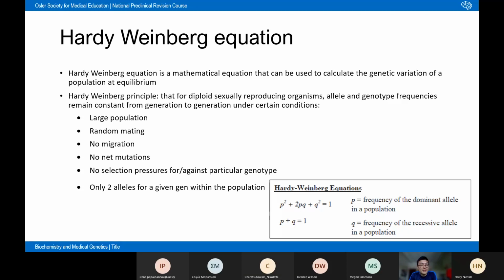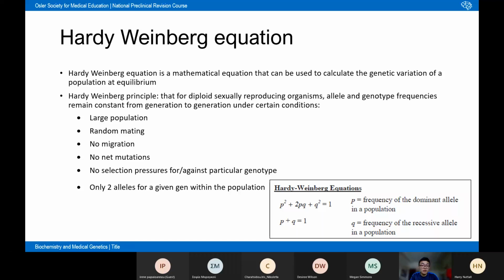So I guess you could say these are the assumptions, or the premise of the Hardy-Weinberg equation. Firstly, we're dealing with a large population, and therefore this negates genetic drift. Secondly, there's random mating occurring between individuals. Thirdly, there's no migration, so this prevents gene flow into or out of the population. There are no net mutations, no selection pressures for or against a genotype, and there are only 2 alleles for a given gene within the population.